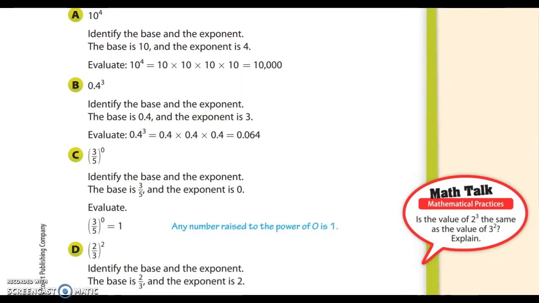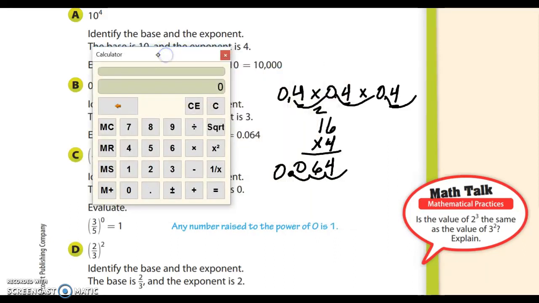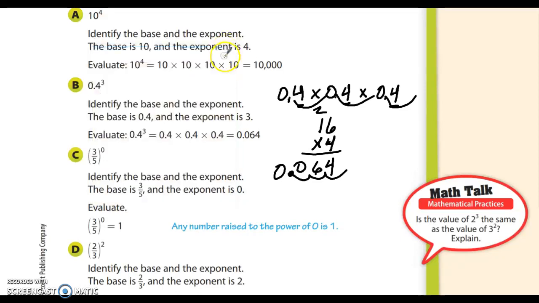B is 0.4 to the third power. What this problem means is 0.4 times 0.4 times 0.4. I'm going to ignore the decimal points and do 4 times 4 is 16, times another 4 is 64. Now where does my decimal go? Well, we learned this a long time ago. We count the decimal over 1, 2, 3 places. The answer is 0.064. If that doesn't seem right to you, you can check it. 0.4 times 0.4 times 0.4 is 64 thousandths.